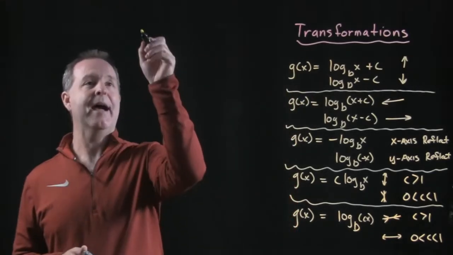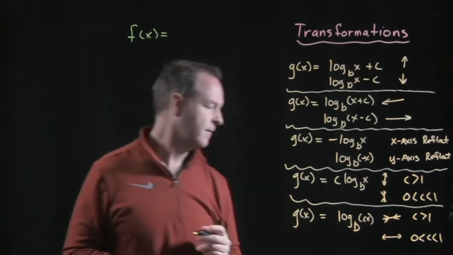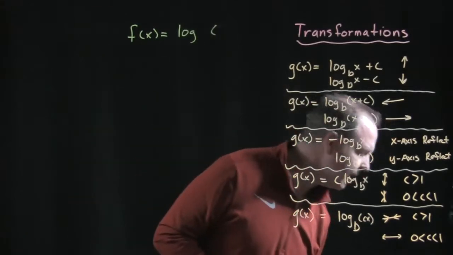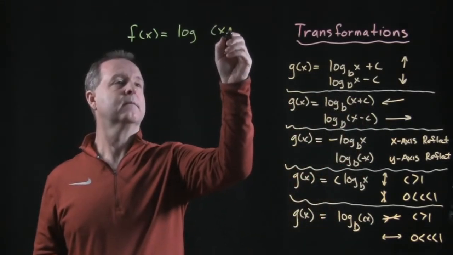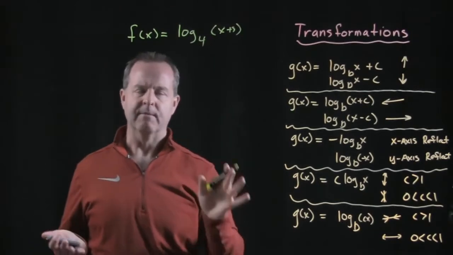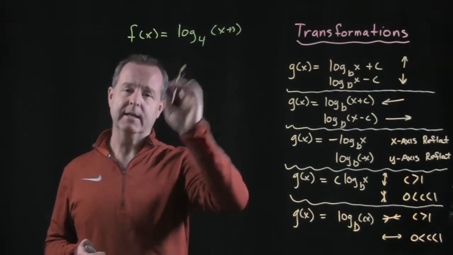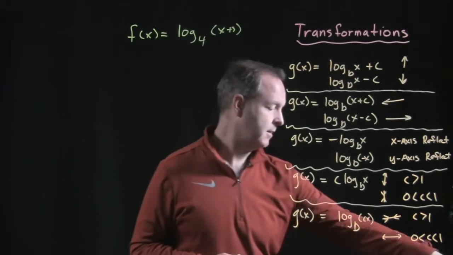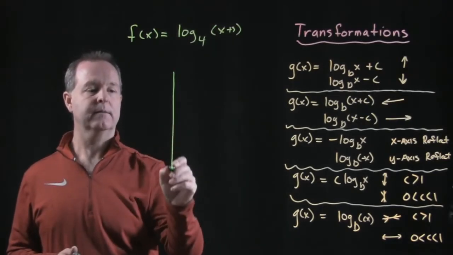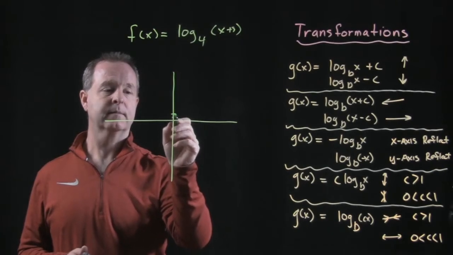So let's imagine that we have a function f of x equals log of x plus 3, base 4. Okay, we're just going to look for the general graph, and what I want to know is what the domain of this particular graph is. So do you think we can find that out? Well, let's just draw a basic sketch of what this graph is.